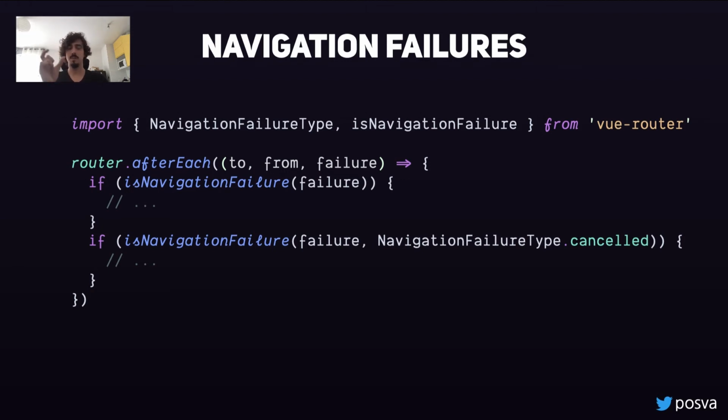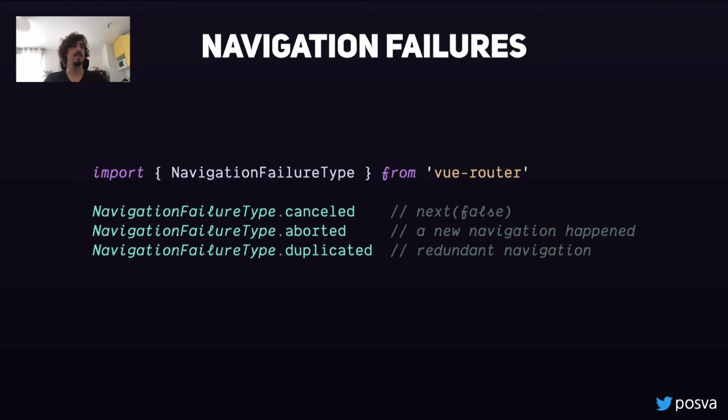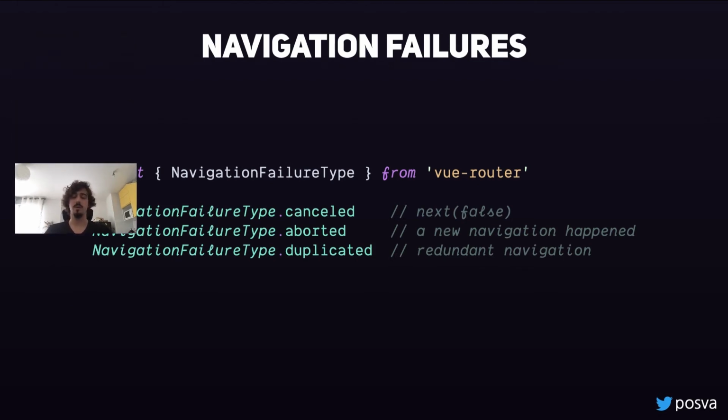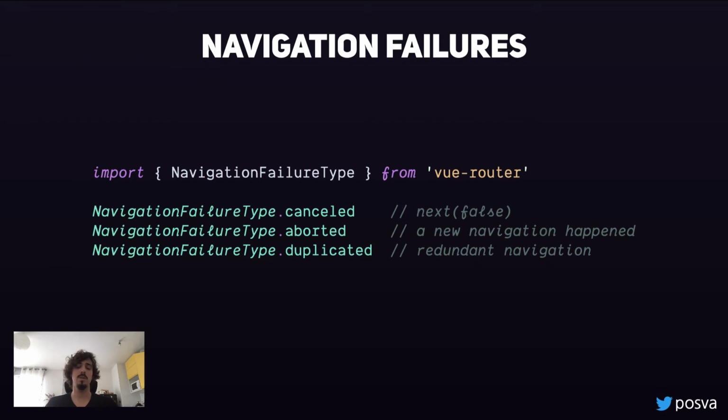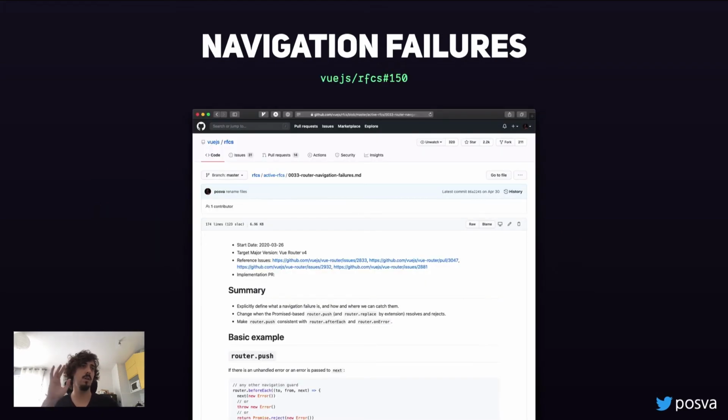But you can also check for specific navigation failures, and you have three types. You have canceled, so that's when you call next false. Abort is when you have a navigation that starts, but there is another one that started while the other one hasn't finished. And then duplicated is when you push to the exact same location twice.